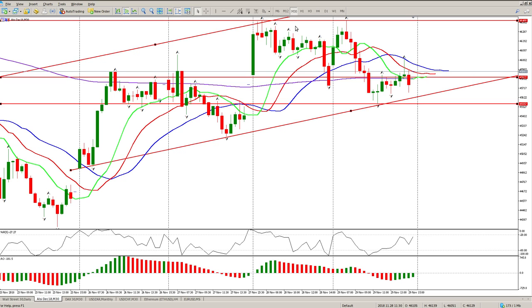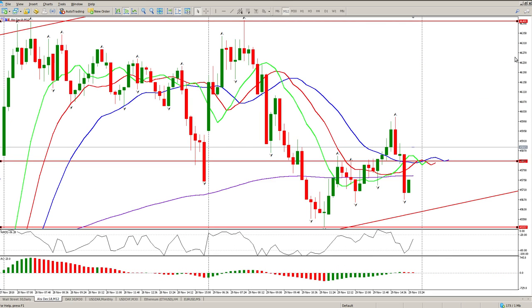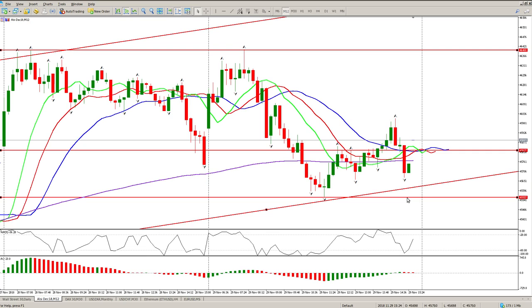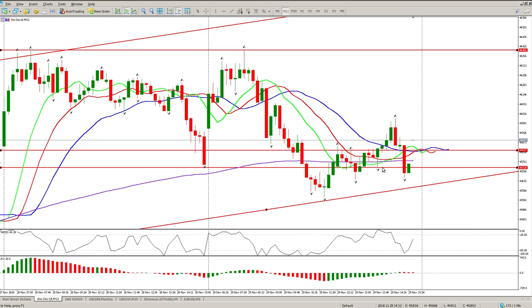Now, if we just use the 12-minute for this, this is not the fractal. That is the fractal there. Why is this not a fractal? Because we need another bar with a higher close to validate this fractal.